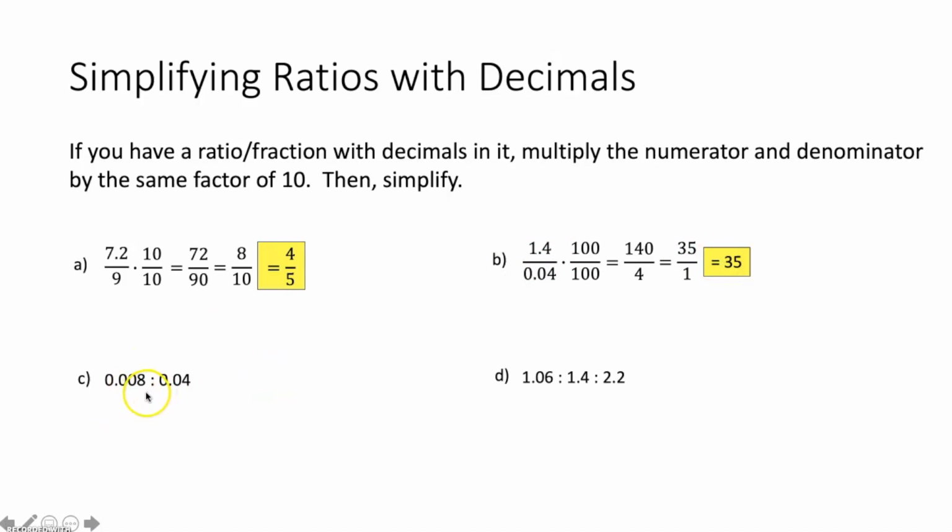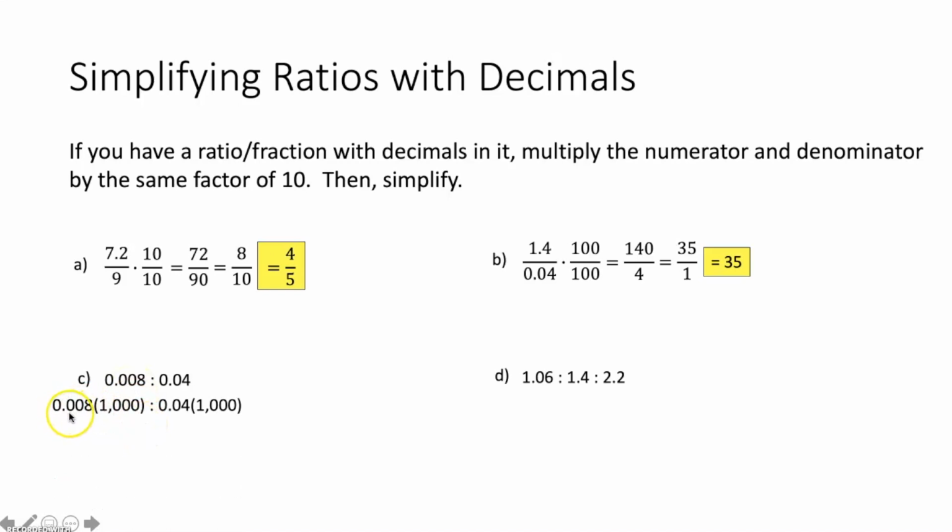Part C, doing the same thing, they just write your ratio a little bit differently. So in order to simplify this, I've got to get rid of my decimals. Meaning on the right side, I would have to move my decimal point to the right 1, 2, 3 places, which means I would have to multiply that by 1,000. Over here, I just need to move my decimal point to the right 1, 2 places to get rid of it. So I would have to multiply by 100. But remember, just like up here, we had to multiply the numerator and denominator by the same factor of 10. Down here, we have to multiply each side of our ratio by the same factor of 10. So since this side is being multiplied by 1,000, and that's bigger than 100, I have to multiply both sides of this ratio by 1,000.